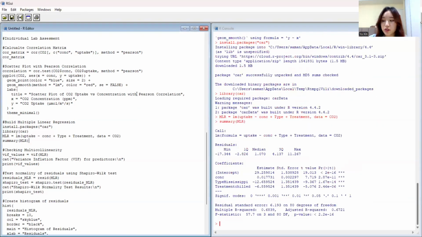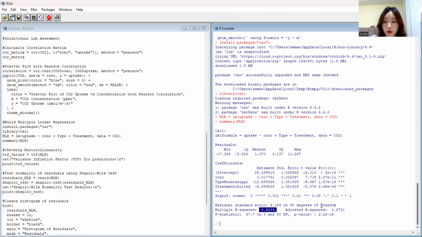Next, the regression model shows that CO2 uptake is influenced by concentration, plant type, and treatment. Higher concentration increases uptake, while the plants from the Mississippi type and those with chilled treatment have lower uptake. All factors are statistically significant with very small p-values. The model explained about 68% of the variation in uptake, and the overall model is highly significant, with an F-statistic of 57.7.